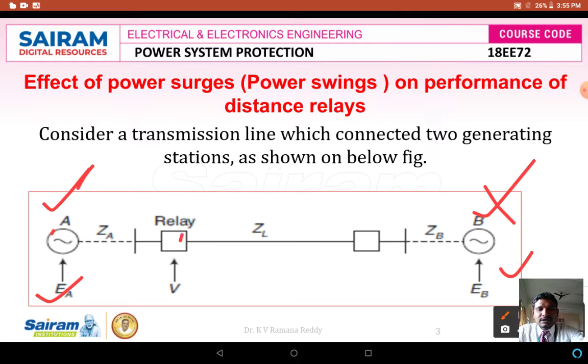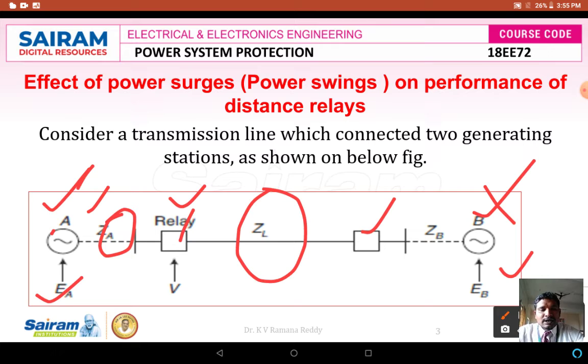Here the two boxes represent the two relays, and at the center there is a line which is called the transmission line. This line is protected with the help of these two relays. Between relay A and generating station A, there is a transmission line section whose impedance is ZA, and between relay B and generating station B, there is a transmission line section whose impedance is ZB, and in between there is a transmission line whose impedance is ZL.